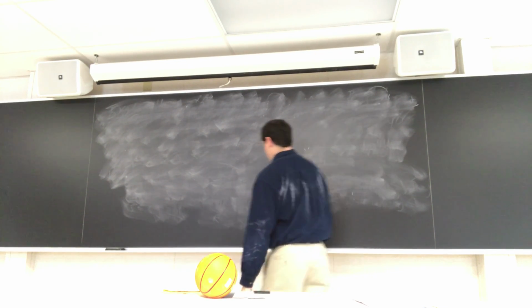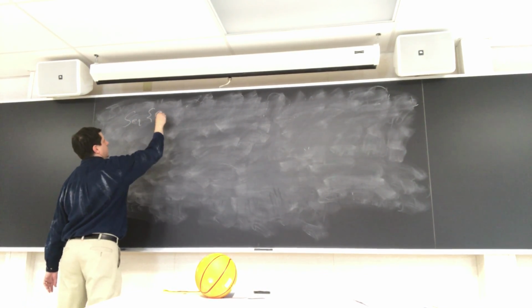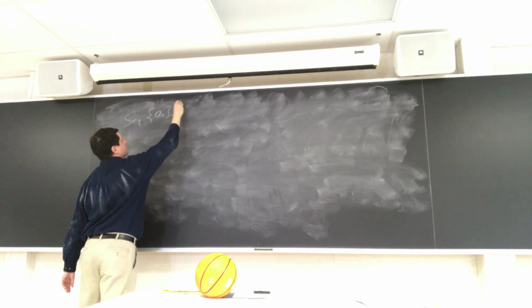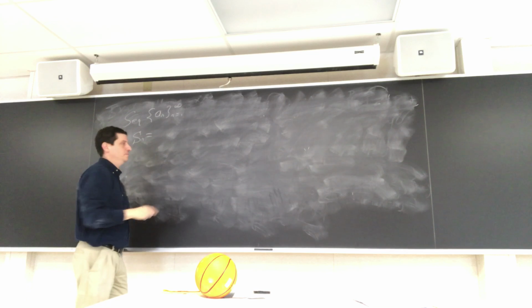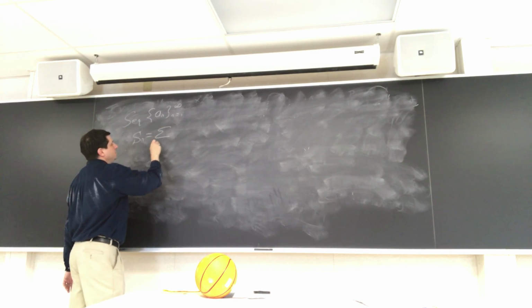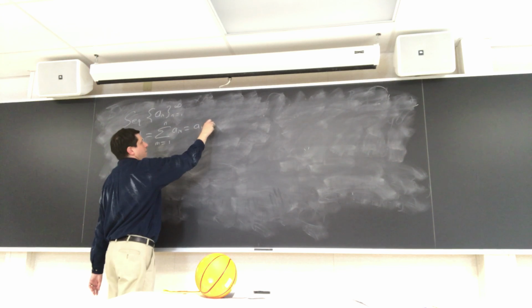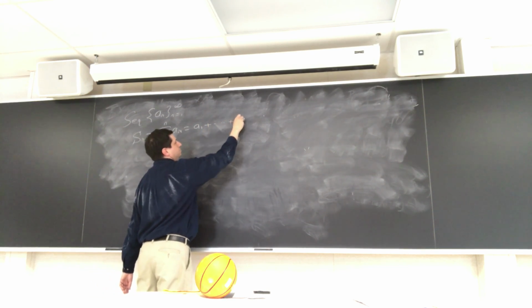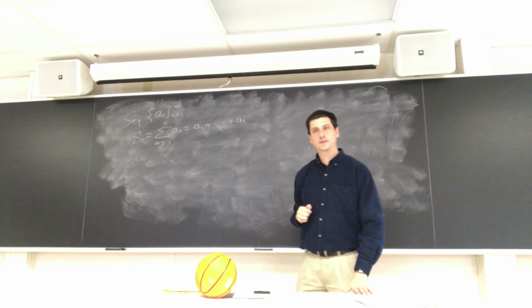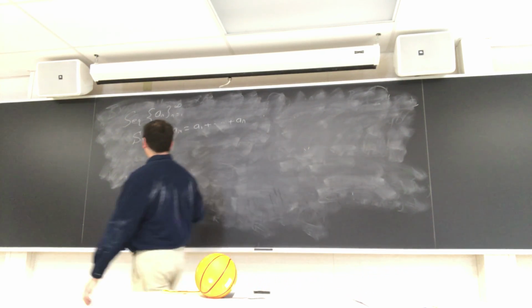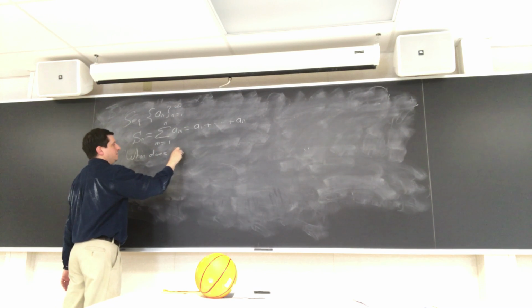So I give you a sequence, a_n, n goes from 1 to infinity. We're going to let S_n be the partial sums. It's the sum, n goes from 1 to n of a_m. It's a_1 plus dot dot dot plus a_n. It's the sum of the first n terms. And the question is, when does S_n converge?